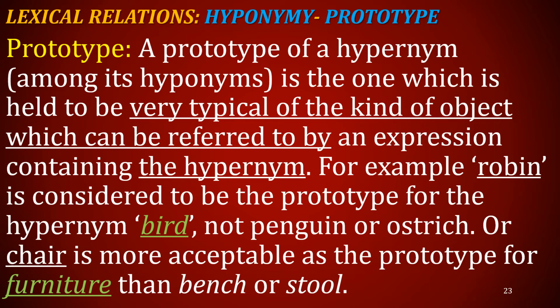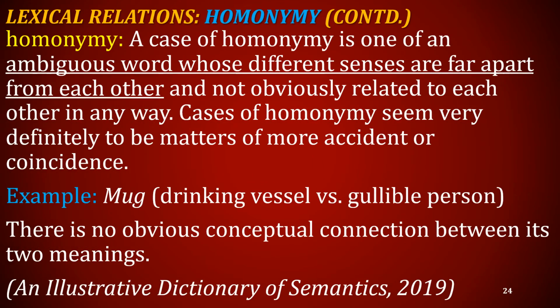But as I said, it could be somehow culture bound, or even the availability of the thing or the animal can be the cause for this consideration. For example, in some countries, a sparrow could be regarded as the prototype for the hypernym bird. Or when we talk about furniture, it is the chair which is more acceptable to be the prototype than, for example, a bench or a stool. Up to here, among the lexical relations, we covered synonymy, antonymy, and hyponymy.